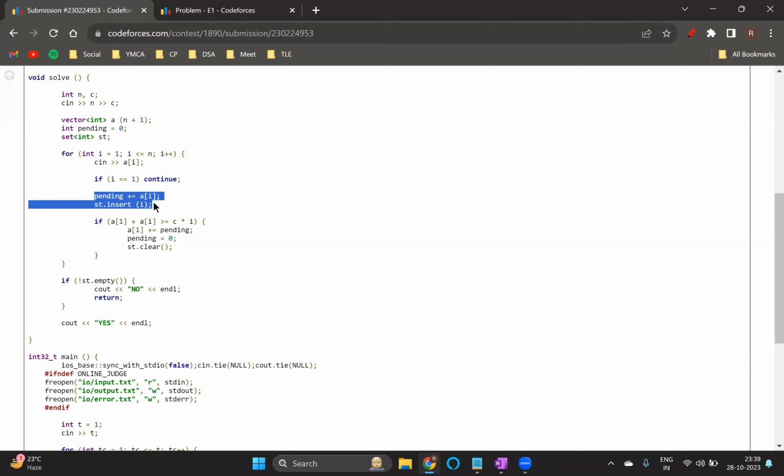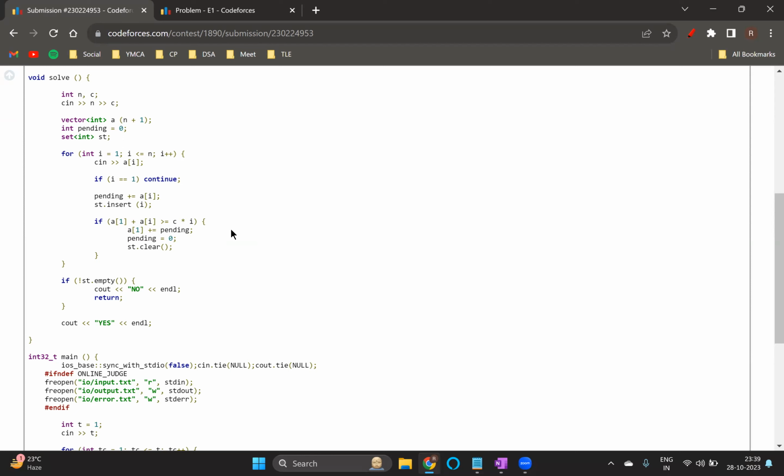I inserted the new node into pending, and after that I checked if I can connect them. If I can connect them, then I connect all the edges less than or equal to that node, and clear the pending nodes. At the end, if I have any pending node, my answer is no, otherwise it is yes. You can have a different way of implementation as per your style of coding.